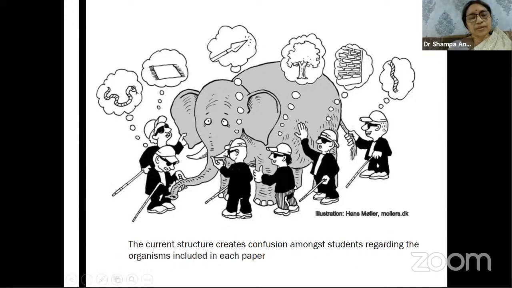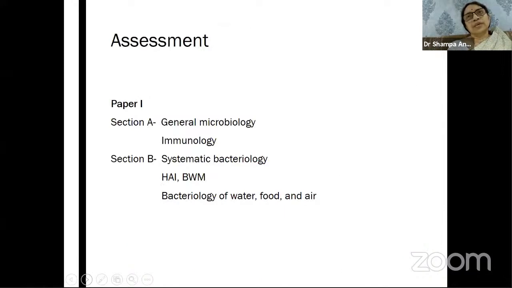So to avoid this, we thought that even if we teach the organisms under different infections, while assessing, paper one should include general microbiology and immunology in section A, and section B will have systematic bacteriology, healthcare associated infection, bio-waste management, bacteriology of water, food and air. So it is very clearly demarcated. Paper one itself can have two examiners now who can set questions for both the sections.